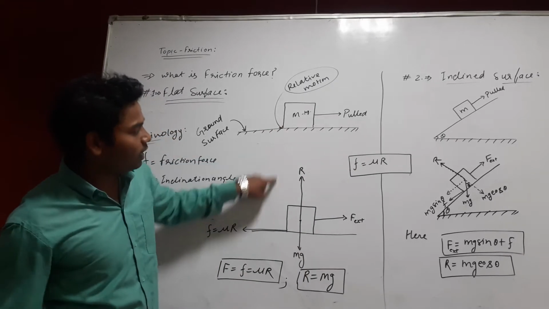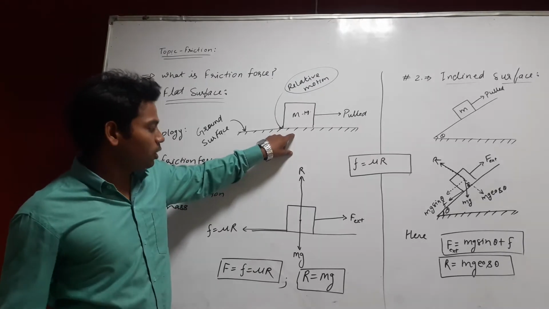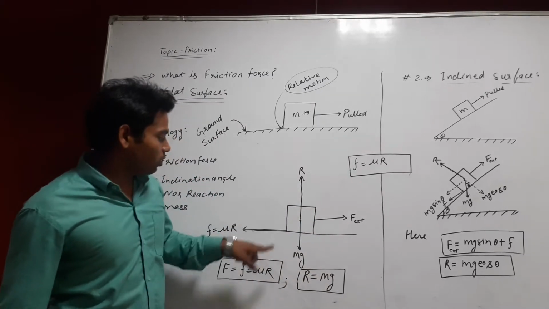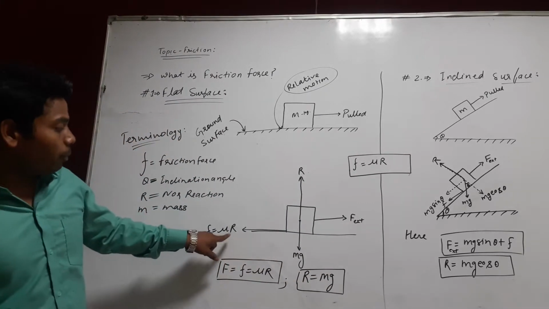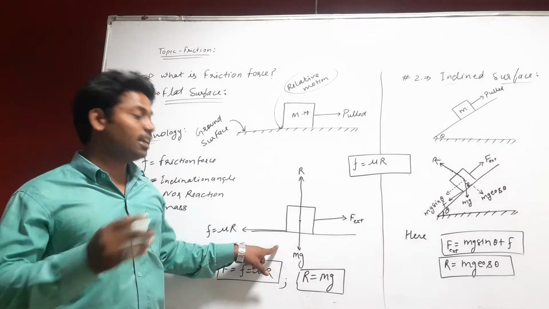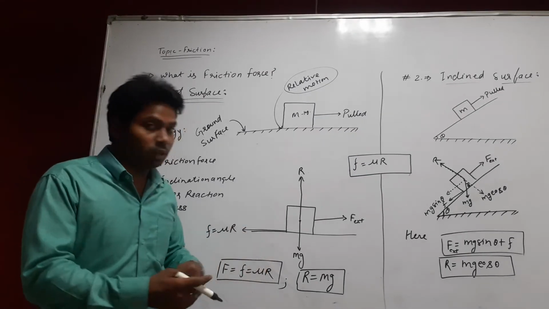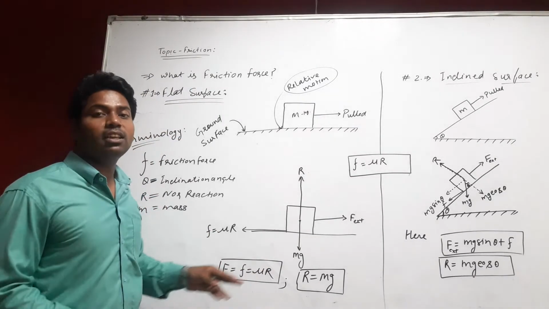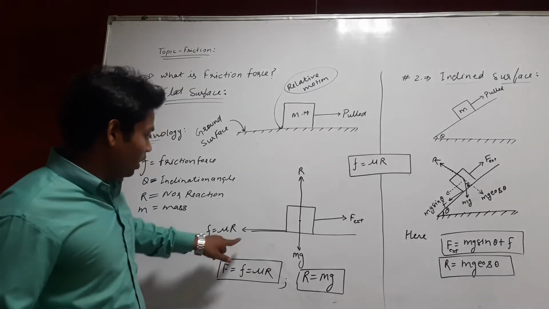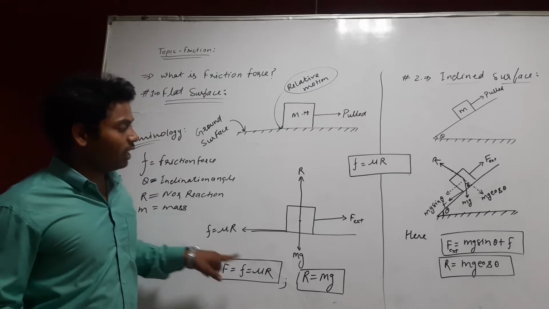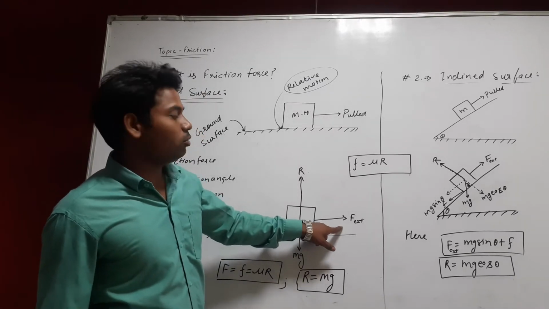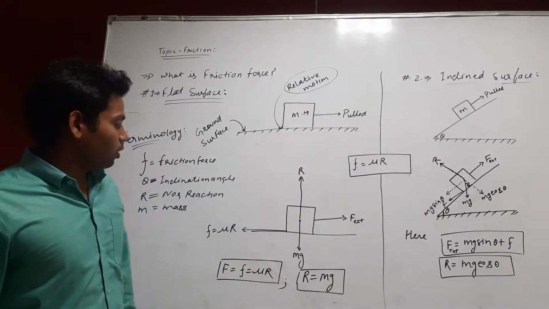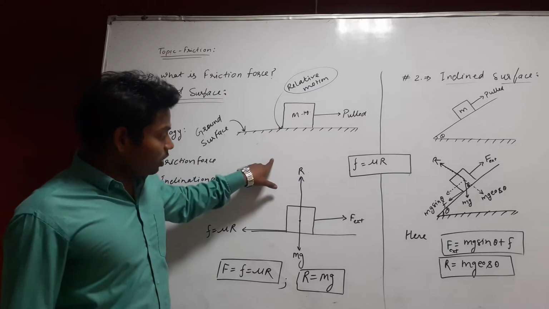If you see the free body diagram of the above problem, you can see clearly that when you apply an external force on the body, this friction force will try to oppose and resist that motion. As it is resisting the motion, its direction will of course be opposite. So here is the friction force. When you apply an external force on any body and there is relative motion, friction will oppose that motion. This is the free body diagram.